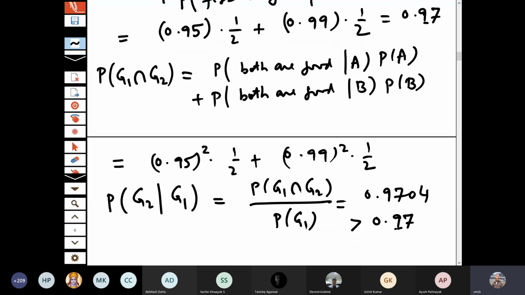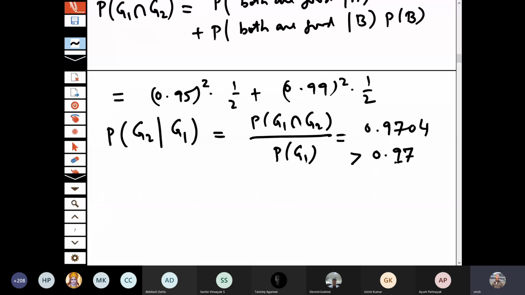What does it mean? It means that if the first one is good, then the chances that it came from a factory where the defective is less are higher. So therefore the probability of the second also being good should increase. Okay. Let us look at the second part so you will get more clarity on this.